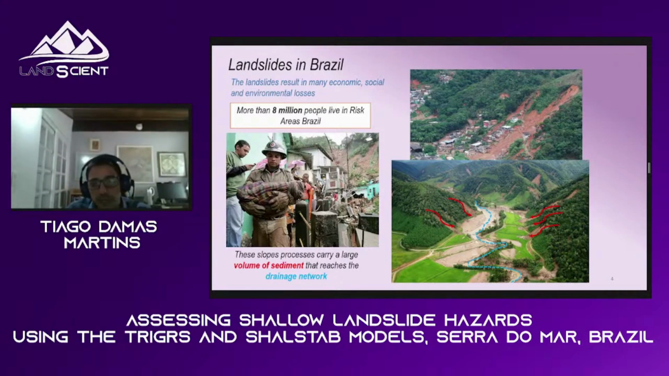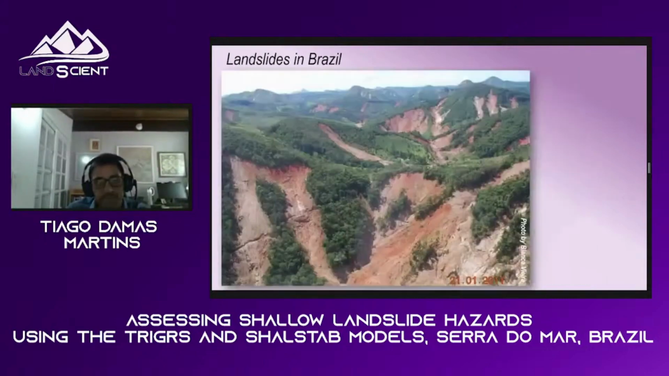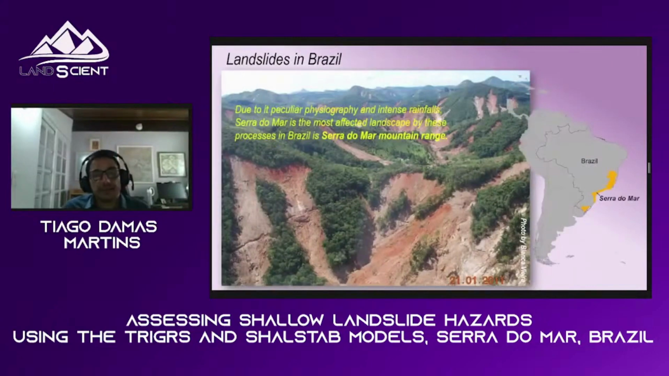So the combination of this land use associated with the mass movements, with 8 million people in Brazil living under risk conditions. Serra do Mar is this landform compartment, this mountainous compartment that faces the Atlantic Ocean, as you can see here in this map.